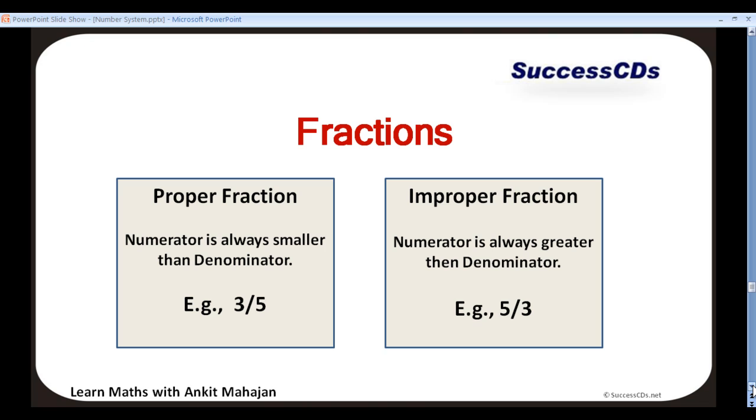Next we have fractions. Now fractions are further divided into two parts, proper fraction as well as improper fraction. Let's first discuss proper fraction. The fraction in which the numerator is always smaller than the denominator. For example, 3 upon 5, 2 upon 3 are all proper fractions. Improper fraction is one in which the numerator is always greater than the denominator. For example, 5 by 3, 7 by 5 are all improper fractions.